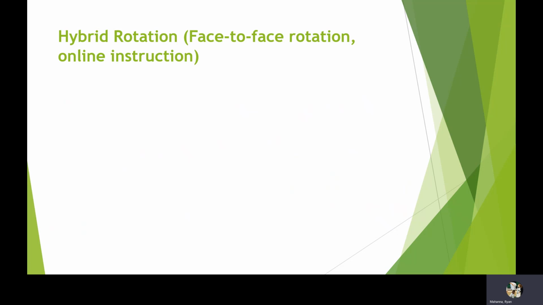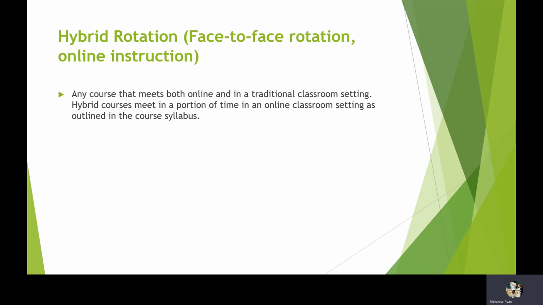The next type of course is a hybrid rotation. So it's face-to-face and online. It's a hybrid. By definition, it's any course that meets both online and in a traditional classroom setting. Hybrid courses meet for a portion of time in an online setting, and it's outlined in the course syllabus. So you have to make sure you watch for communication from the professor up to the day before classes start to know what the expectation is. For example, we're going to meet face-to-face on Tuesday, and then on Thursday we're going to meet via Teams or Zoom. Or we're going to meet face-to-face on Tuesday, and then Thursday a discussion board assignment is due.